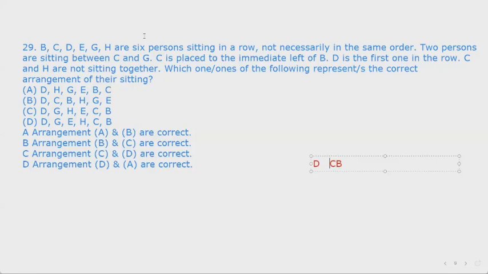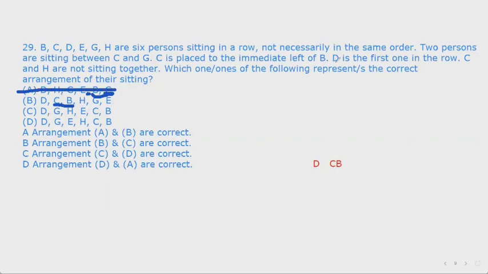Here it is straight away wrong because it is reversed. C is left of B. Yes, this is right. C is left of B. So we can rule out the option number A. Options B, C, D are still in the race.